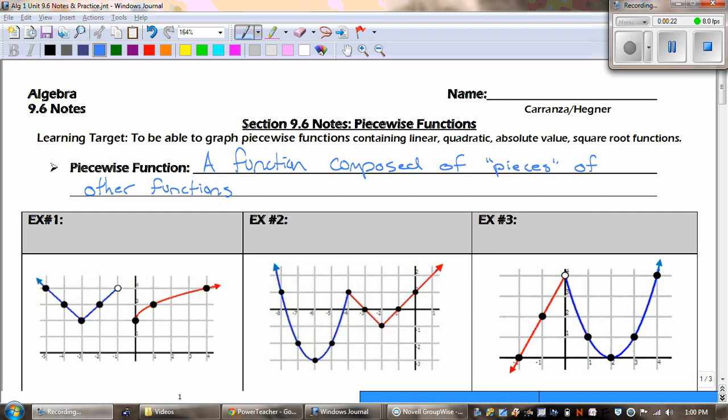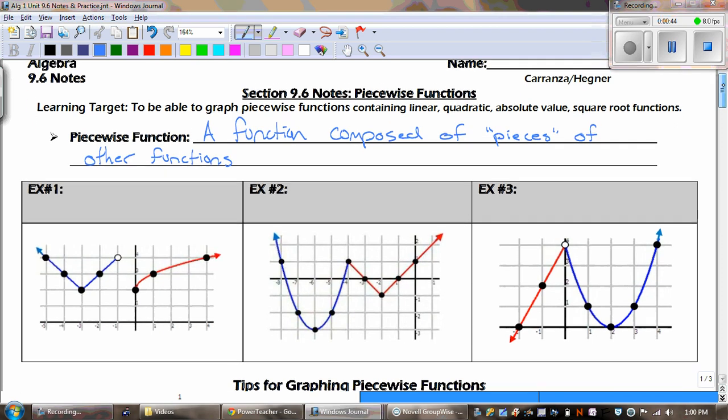So take a look at our definition. A piecewise function is a function composed of pieces of other functions. Okay? So it's composed of pieces of two or more functions. And they make pretty cool graphs. Let's look at example 1.